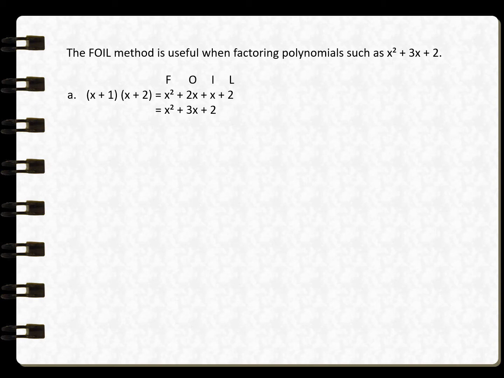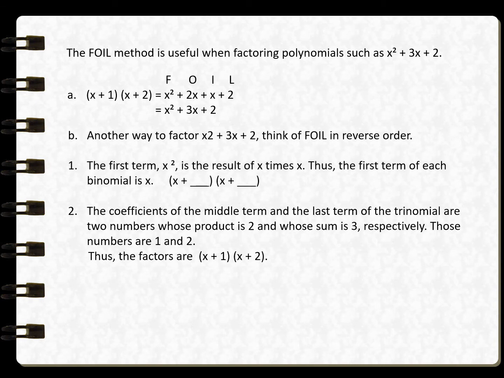So, another way to factor x squared plus 3x plus 2 is to think of a FOIL in reverse order. The first term x squared is the result of x times x. So, ang factor ng x squared is x times x. Ganun lang kasimple yun. And then, thus the first term of each binomial is x. So, dahil nga po yung x squared plus 3x plus 2, ang first term natin is x squared. Ang factors lang naman ng x squared is x times x. So, that gives us our first term of each binomial.